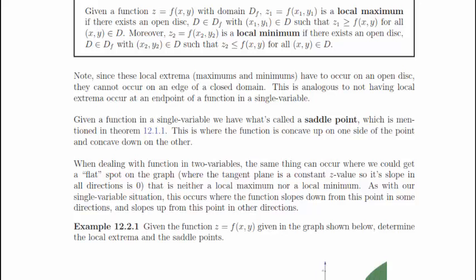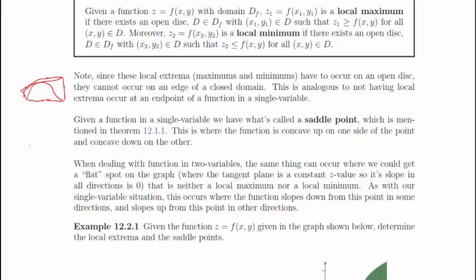So I couldn't draw, so say I've got some surface here and we close off some section of it, then the points on this edge we could not consider local extremum. We may get an absolute extremum on an edge, but we're not going to get a local extremum. And this is for similar reasons to what we saw in our single variable calculus.